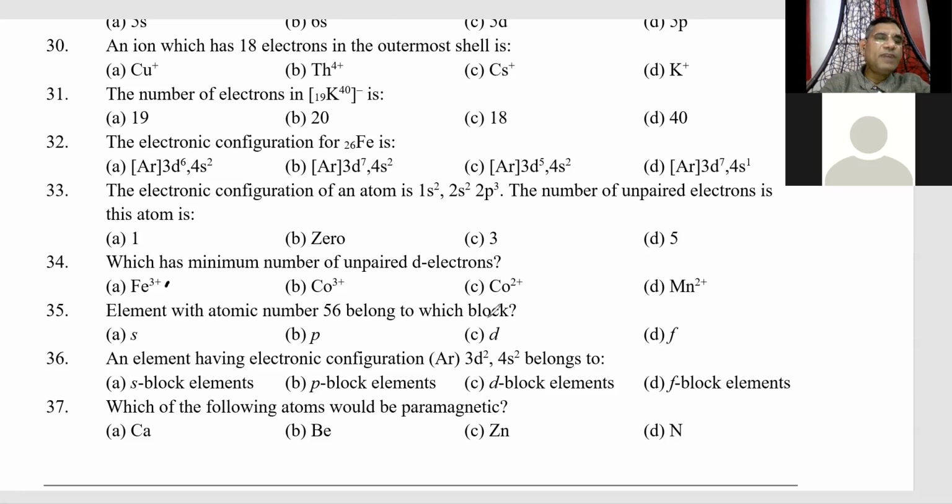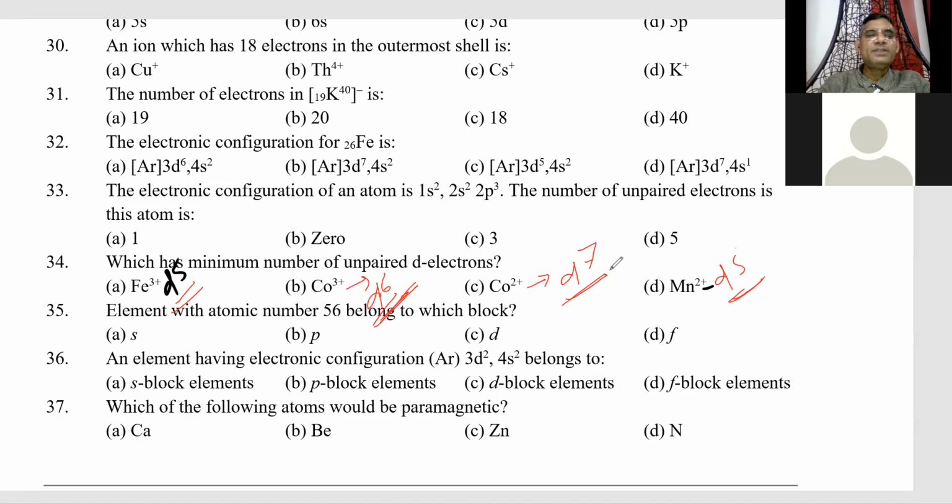See, this is d5. 27. This is d5. And what about this one? This one is also d5. This one is also d5. 4s2 3d8. What about this one? This is d7. And this is d6. So in d6, 4 unpaired electrons. In d5, 5 unpaired. Here it's 4. And in this case, 3 electrons will be unpaired. So the minimum number of unpaired electrons is 3. Cobalt 2 plus, Co2+.